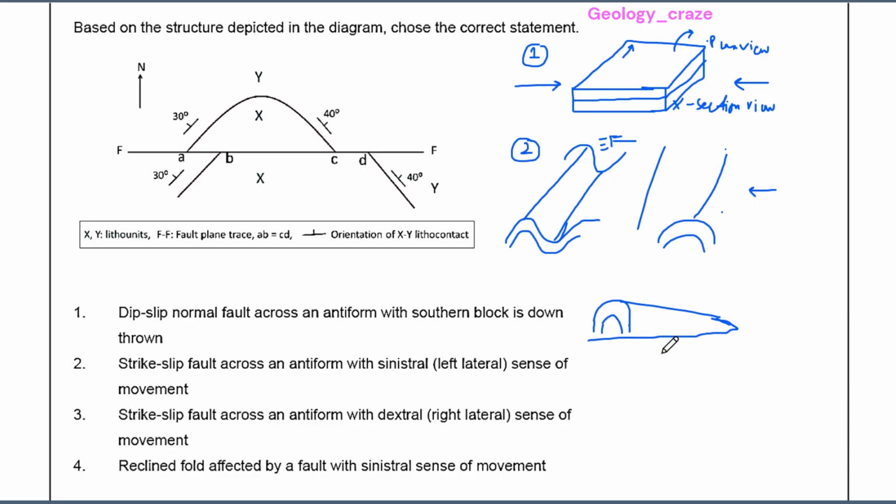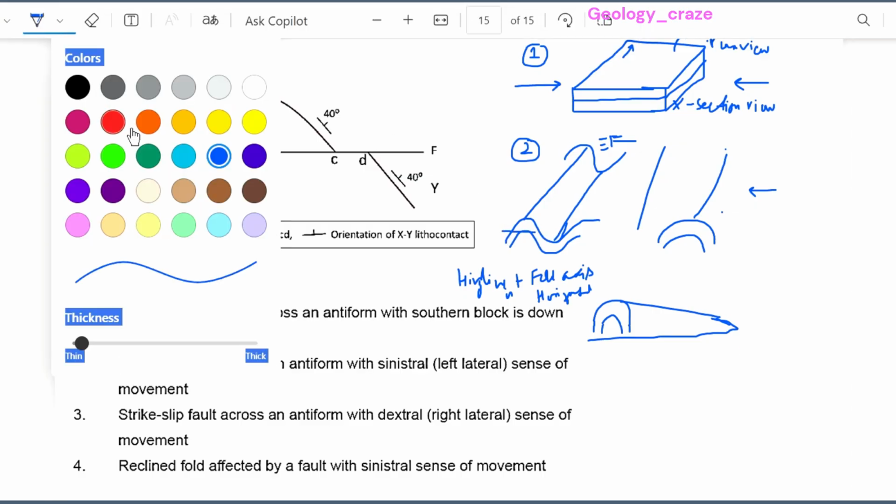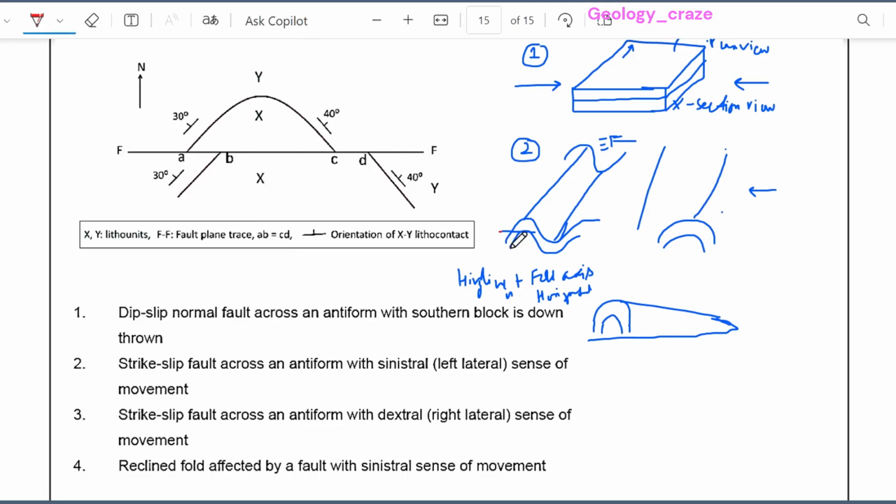Then what is going to happen? In this case, the hinge line and fold axis are horizontal. Why am I saying this? If I erode this top, suppose I erode this part, I will change the color.